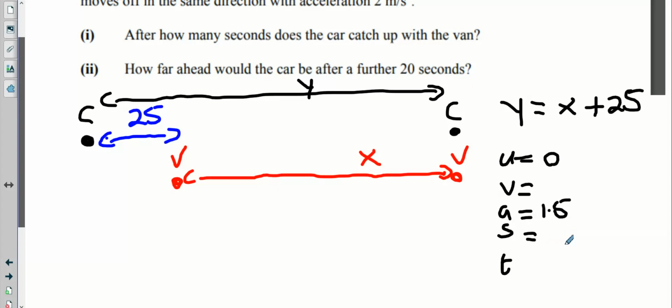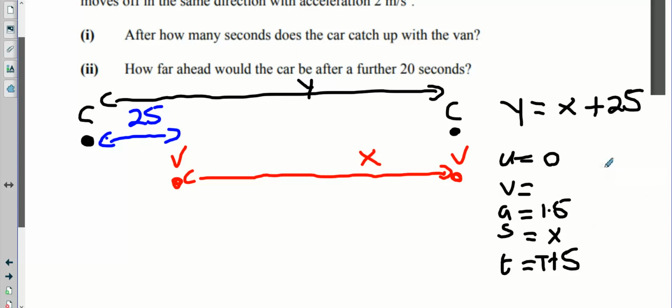1.5. What distance does the van cover, letter-wise? X. What's the T value? Do we know? No. It's traveling for 5 seconds longer, isn't it? So call it T plus 5. Somebody else used a T and T minus 5. That's okay. The system will still work.